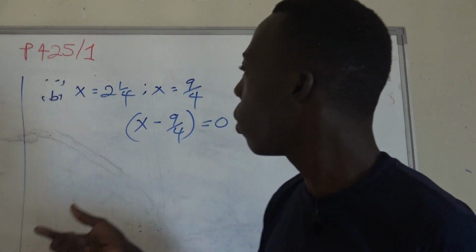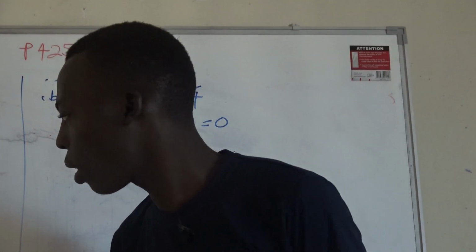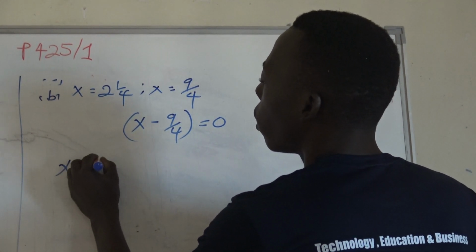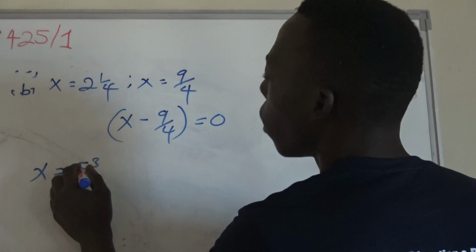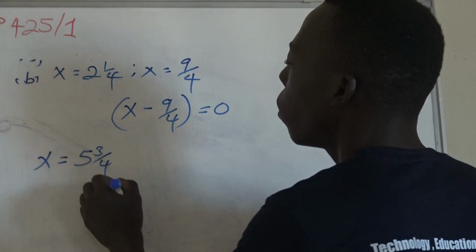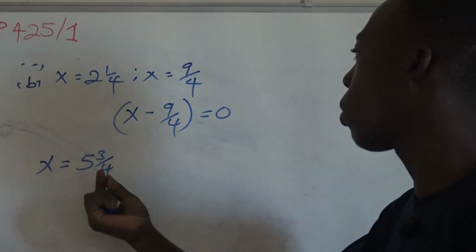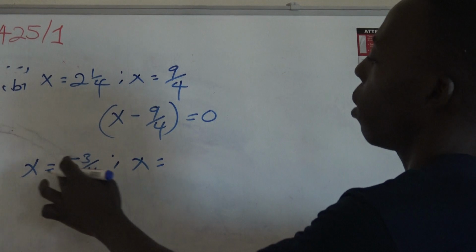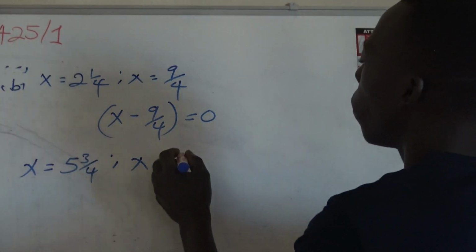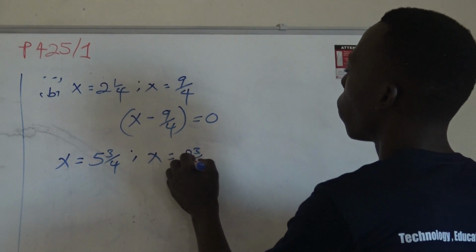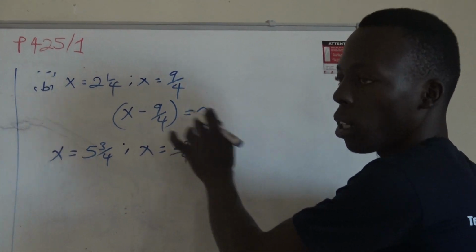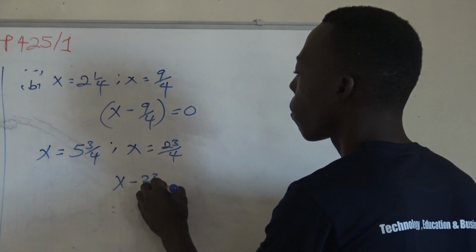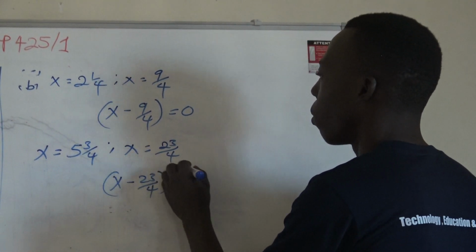We also have another point which was given, which is x equals 5 whole number 3 out of 4. Also change this one to an improper fraction. So x equals this times this, which is 20 plus 3, which is 23 out of 4. Also take this one to the other side, so x minus 23 out of 4 gives us 0.